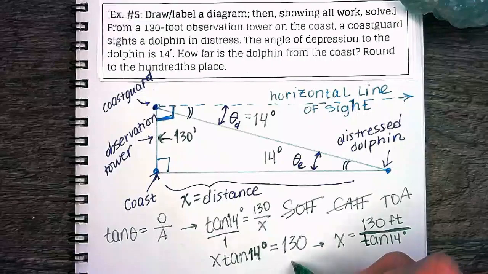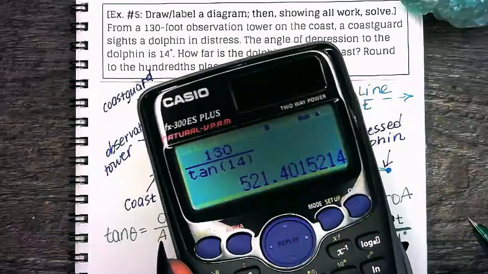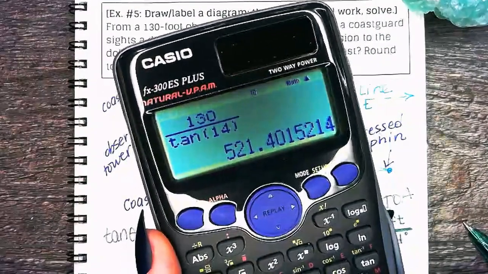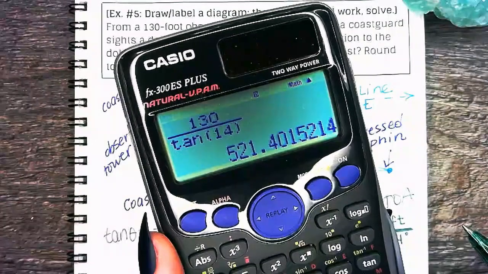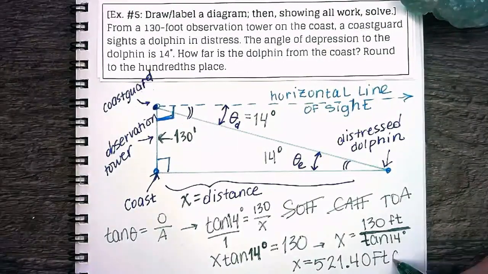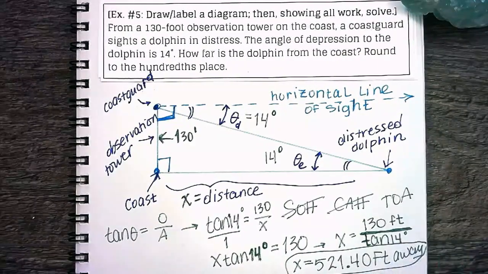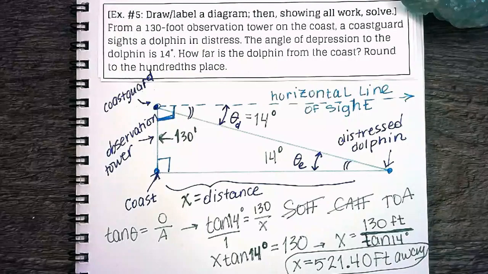So the answer is x is, and it's said to round to the hundredths. That's 2 decimal places out. Again, we see that we will have a 0 there. You have to write it, okay? The dolphin in distress is 521.40 feet away from the coast. So that's the end of this example.